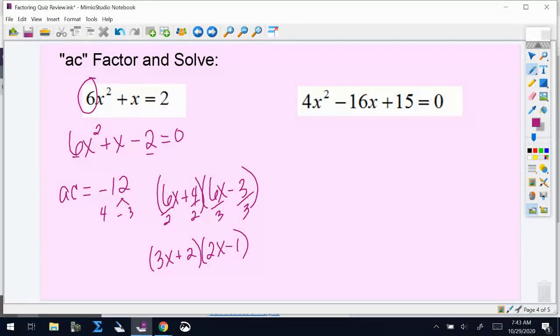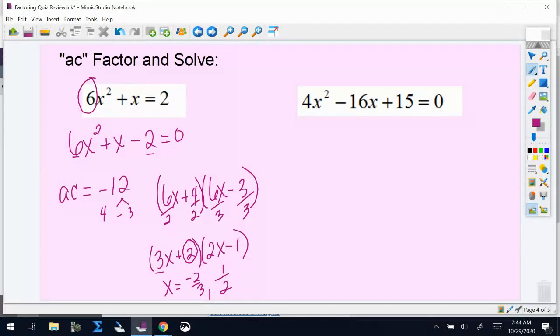Finally, it does want the solutions. So my solutions are going to be what makes each of them 0. I can do the shortcut, which is the opposite of this number divided by this number. So negative 2 over 3, and the opposite would be 1 over 2. So those are my solutions.